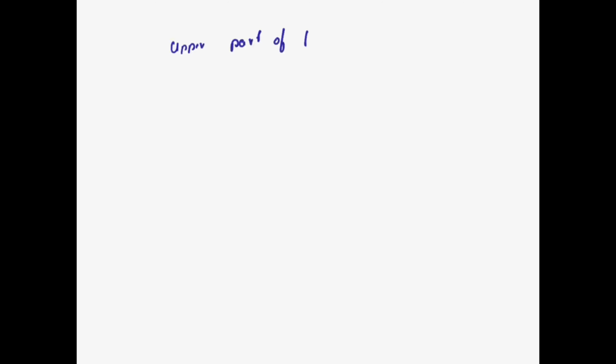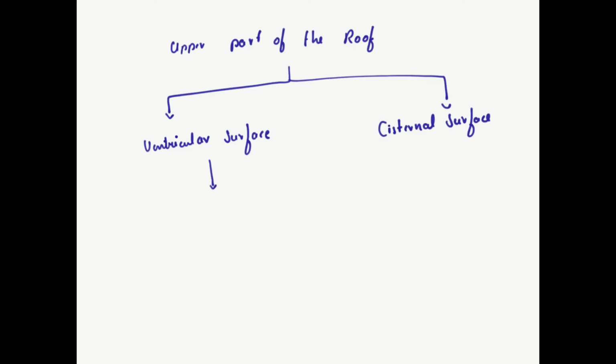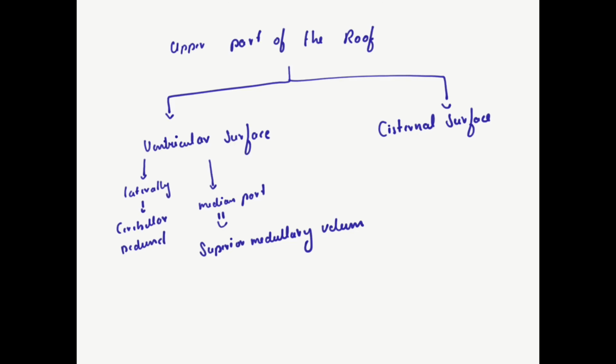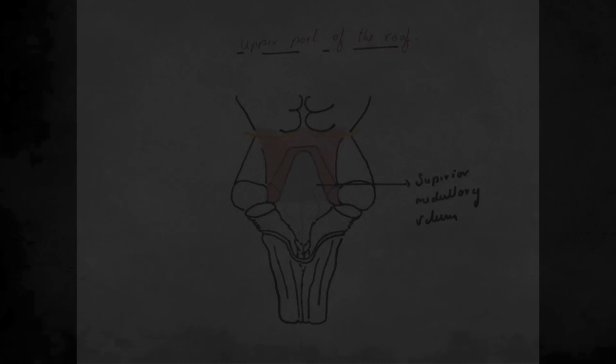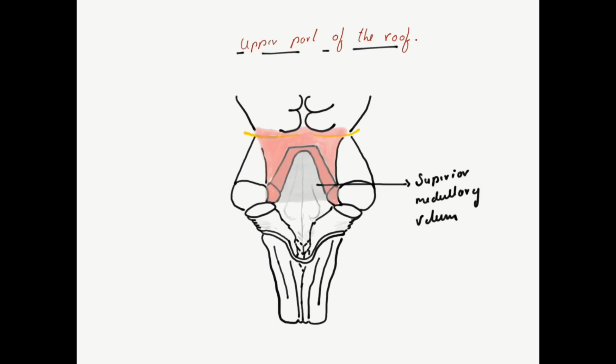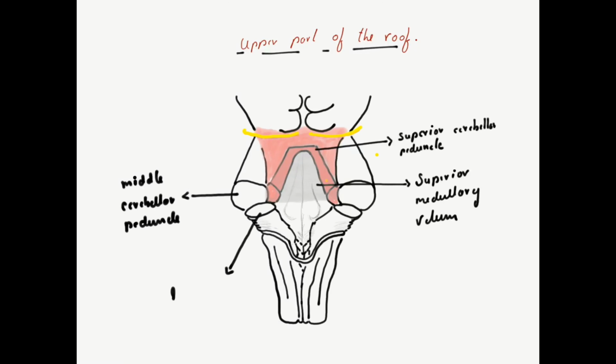Now we will describe the upper part of the roof of the fourth ventricle. We have a ventricular surface and a cisternal surface. The ventricular surface has a median part formed by the superior medullary velum and a lateral part formed by the cerebellar peduncle. Coming to the ventricular surface of the upper part of the roof, we have a thin sheet of white matter lamina which is present between the superior cerebellar peduncles, which is called the superior medullary velum. It forms the medial part of the roof, and the superior cerebellar peduncle is located quite lateral to the superior medullary velum, and hence it forms the lateral part.